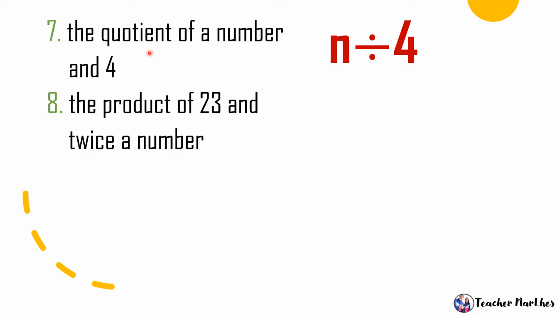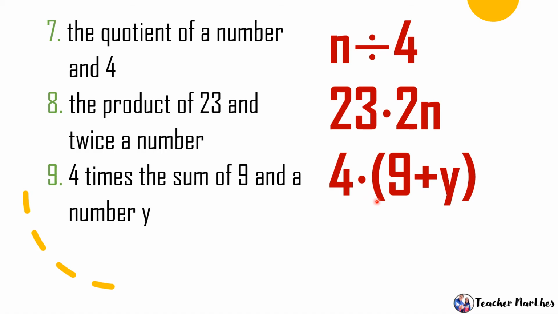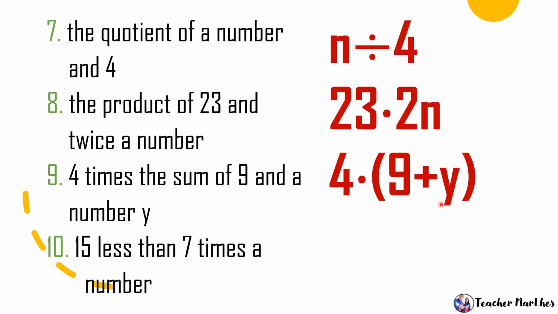Number 8, the product of 23 and twice a number. So product means multiply or multiplication. So the answer is 23 times 2n. Number 9, 4 times the sum of 9 and a number y. So the answer is 4 times the quantity of 9 plus y. For number 10, 15 less than 7 times a number. So, less than means subtraction. Then, 7 times a number, that is multiplication. So, the answer is 15 minus 7n.